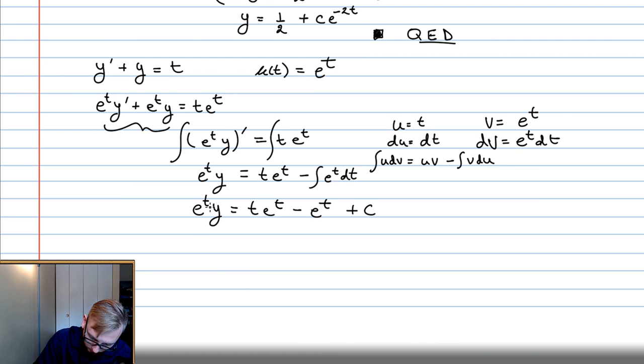Now, we're going to get rid of this e to the t on the original function. So y, we're just going to multiply by the negative e to the t. We've got t minus 1 plus c e to the negative t. That's our solution.